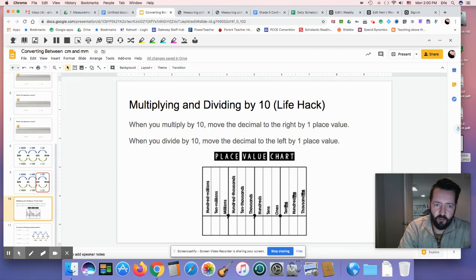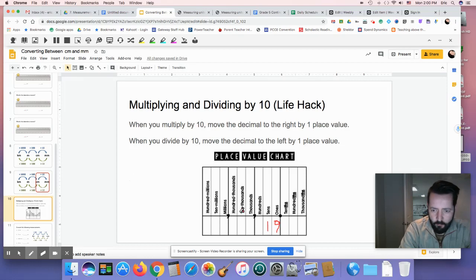When you multiply a number by 10, move the decimal to the right by one place value. Okay. When you divide a number by 10, you move the decimal to the left by one place value. And if you don't know what that means, let me just show you. We'll go back to our old friend, the place value chart, which we talked about earlier in the year. So I'm going to just write a number. Let's start with like 19. So we're going to put a 1 in the tens place value. We'll put a 9 in the ones place value. And that there makes a value of 19, okay?